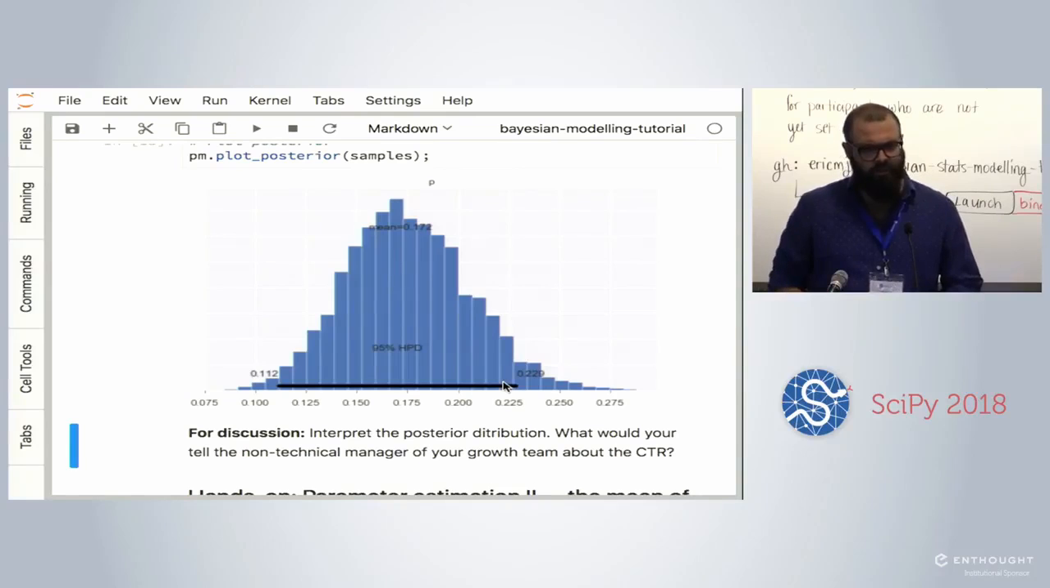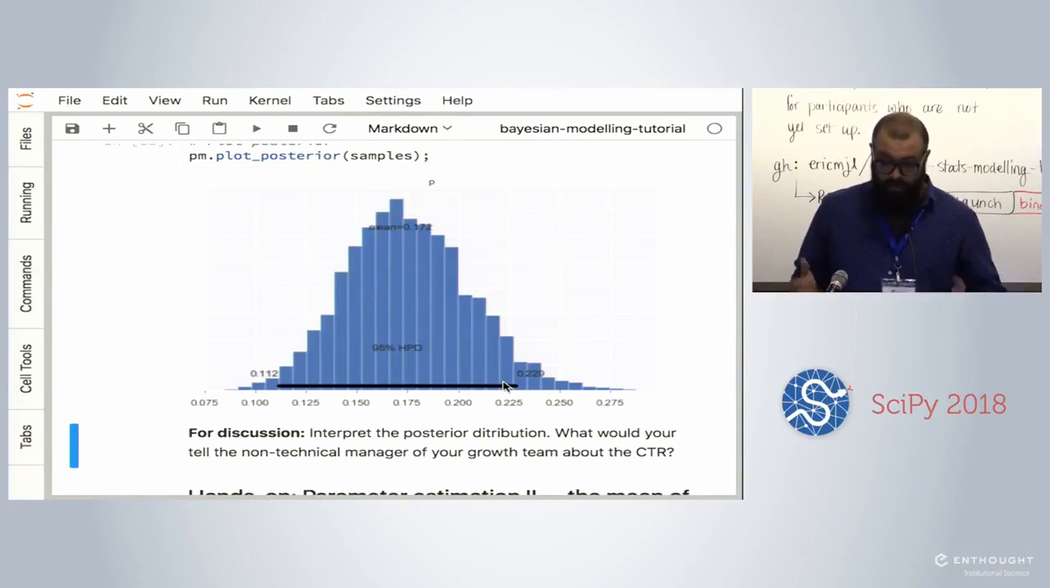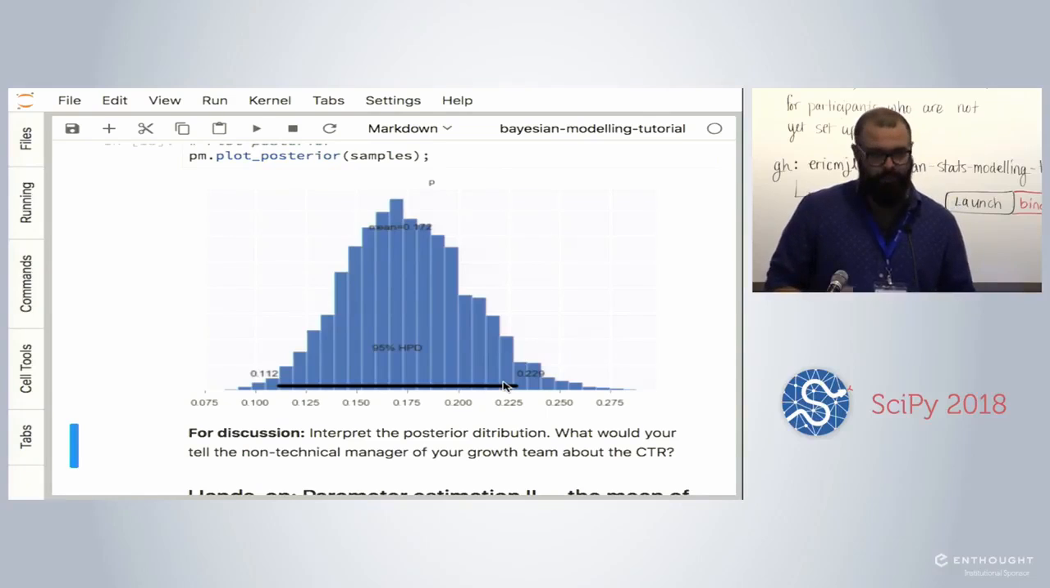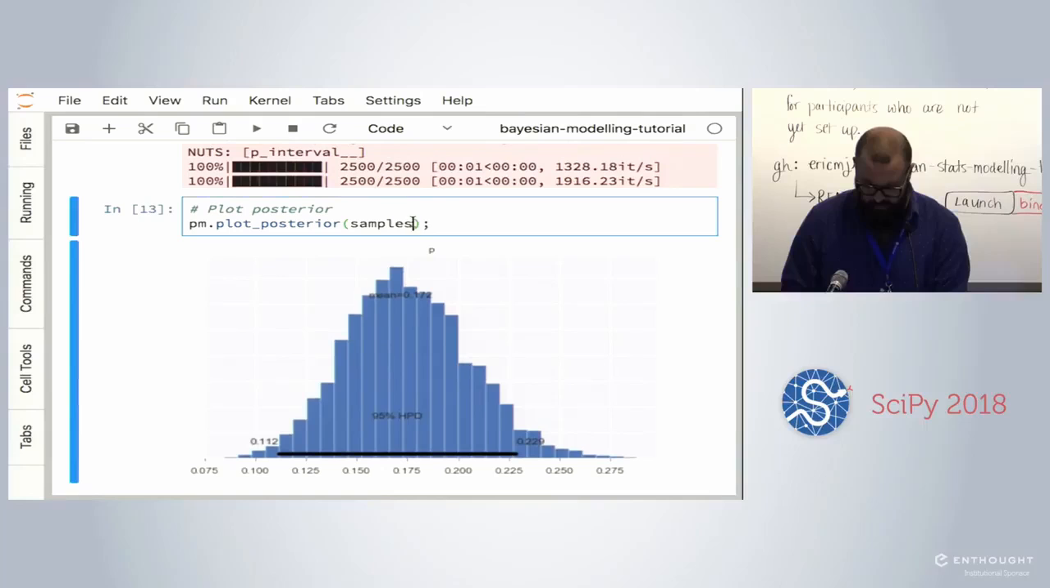let's say your manager, the manager of your growth team, said to you, we need a click-through rate above 14%. How certain can you be that the click-through rate is above 14% given this experiment? So let's actually do that.